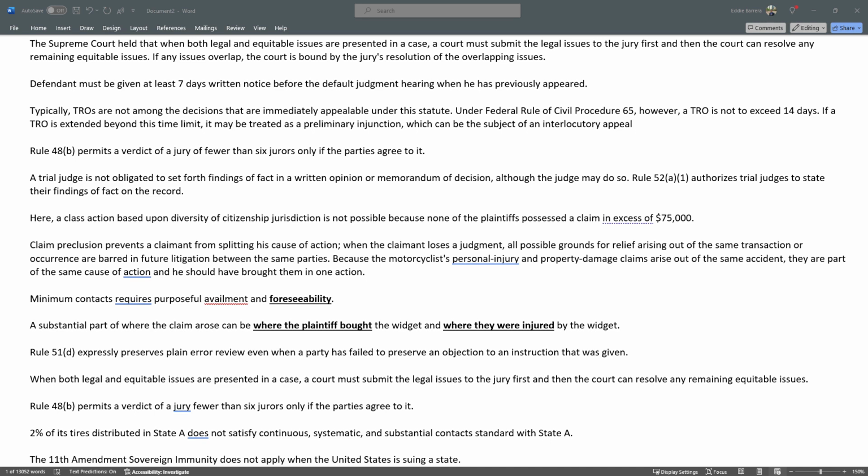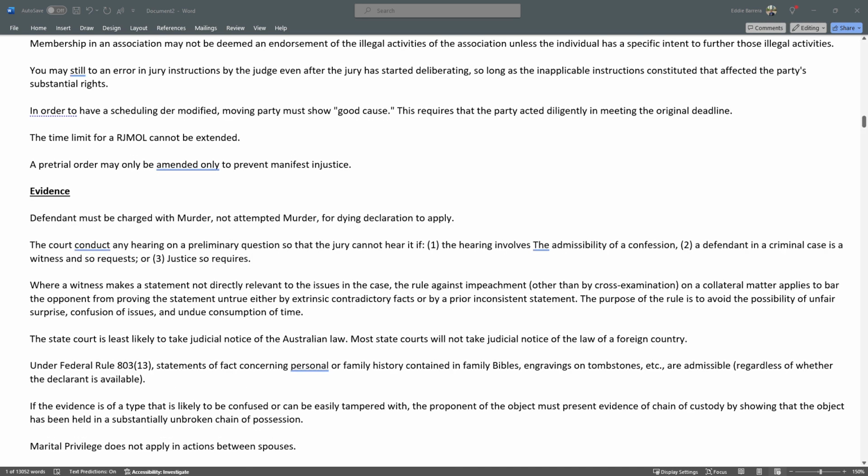The 11th Amendment sovereign immunity does not apply when the United States is suing a state. Membership in an association may not be deemed an endorsement of the illegal activities of the association unless the individual has a specific intent to further those illegal activities.